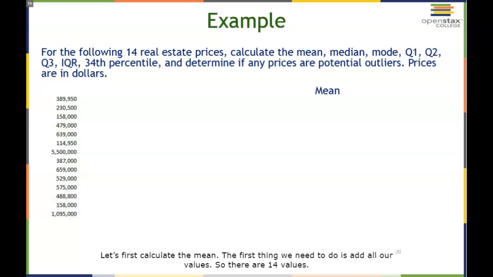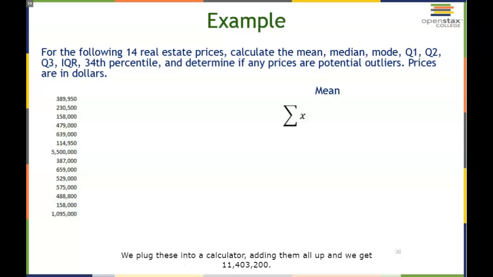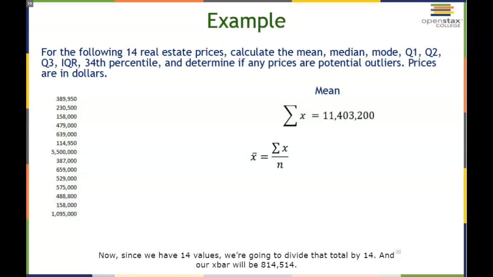Let's first calculate the mean. The first thing we need to do is add all our values. So there are 14 values. We'd plug these into a calculator, adding them all up, and we get 11,403,200. Now, since we have 14 values, we're going to divide that total by 14, and our X bar will be 814,514.